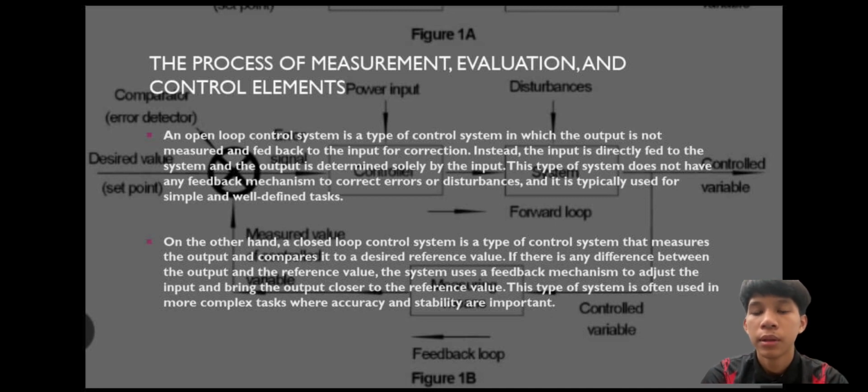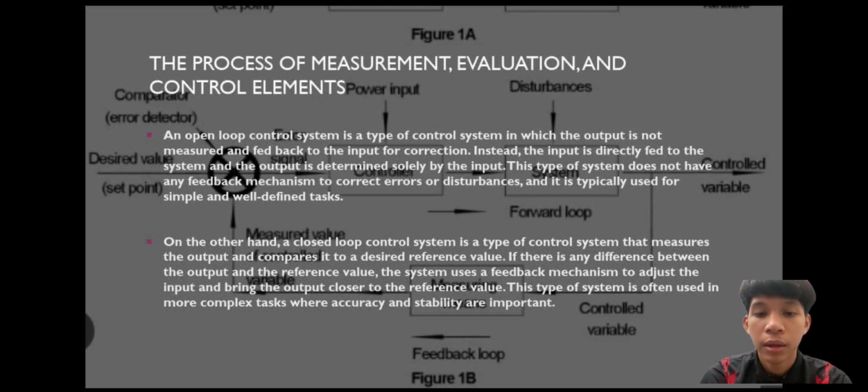An open loop system is a type of control system in which the output is not measured and fed back to the input for correction. Instead, the input is directly fed to the system and the output is determined solely by the input. This type of system does not have any feedback mechanism to correct error or disturbance, and it is typically used for simple and well-defined tasks.